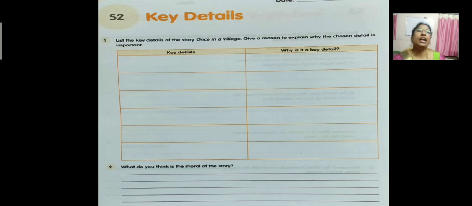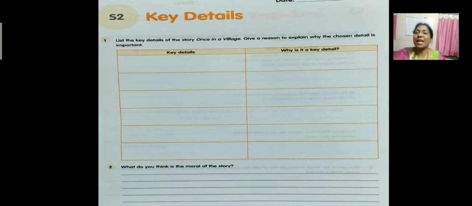Then what happened after they prayed, children? Very good. Their prayers formed a shining silver cloud, and it rained. Okay, so why is it a key detail? Yes, it tells us how the problem was solved. So when everyone prayed, their prayers, their strength, their power formed a shining silver cloud, and it rained. So in the key detail you will write, it tells how the problem was solved.